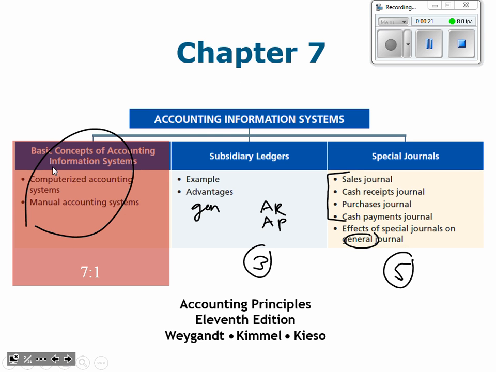The reason that this automated accounting piece is involved is because the more complicated it gets, the more journals you have, the more subsidiary ledgers, it gets to be kind of a paper nightmare. So when you can streamline it all to the computer, it makes things a lot easier. That's why this section is in here.